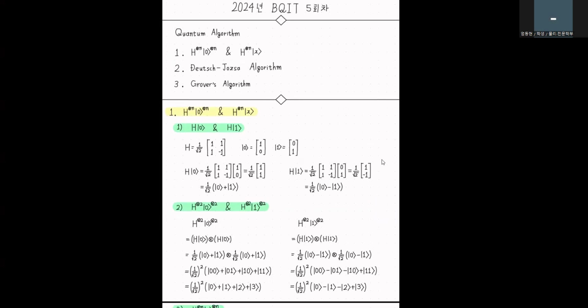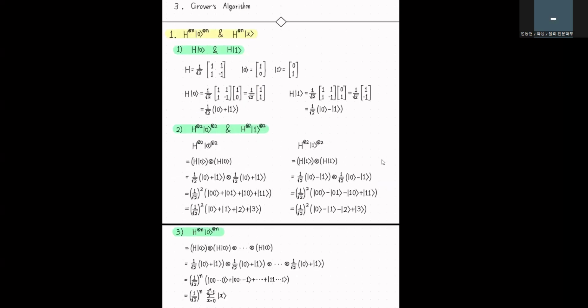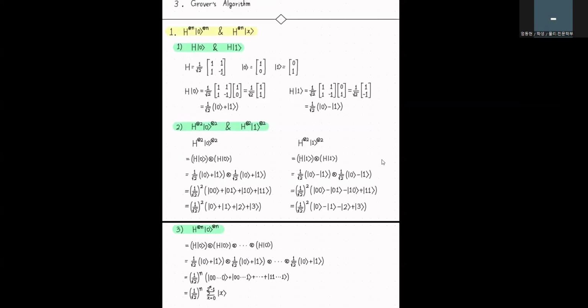Today we're going to go over some basic quantum algorithms that demonstrate the utility of quantum computing. So before jumping in, we're going to go over some preliminaries, some preliminary properties of the Hadamard gate, in particular the n-qubit Hadamard gate.